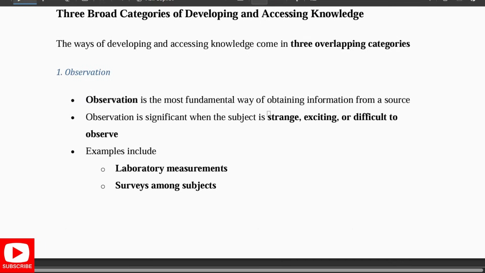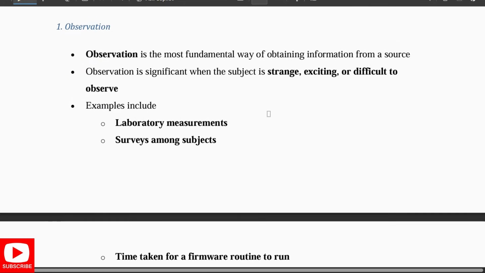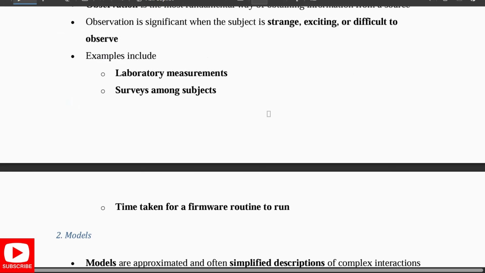We have three categories. One is observation. The first one is a fundamental way of obtaining information from a source. So you have to observe something when the subject is strange, exciting or difficult to observe, like examples in laboratory measurements. How do you write that? By observing. Surveys about some subjects, you observe them. Then the time taken for a firmware routine to run.